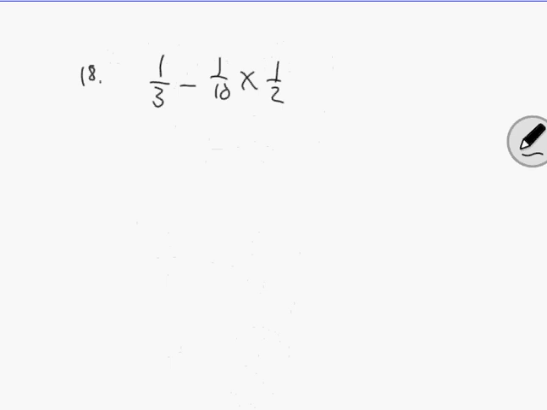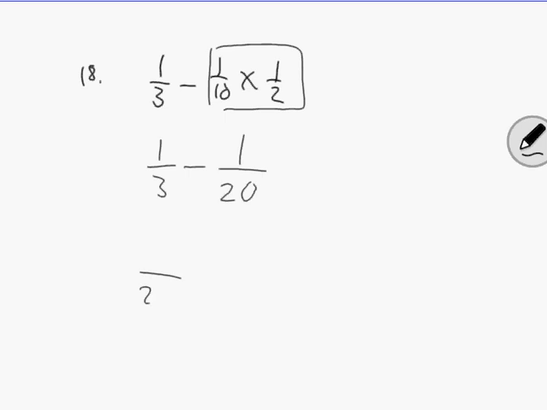Question 18 is a basic order of operations. So 1/3 take away stays there. Now the product of these two, 1 times 1 is 1, 10 times 2 is 20. So my next line is simply 1/3 take away 1/20. My common denominator, oops, it's not 20, it's 60. That's the lowest common denominator both 3 and 20 share.